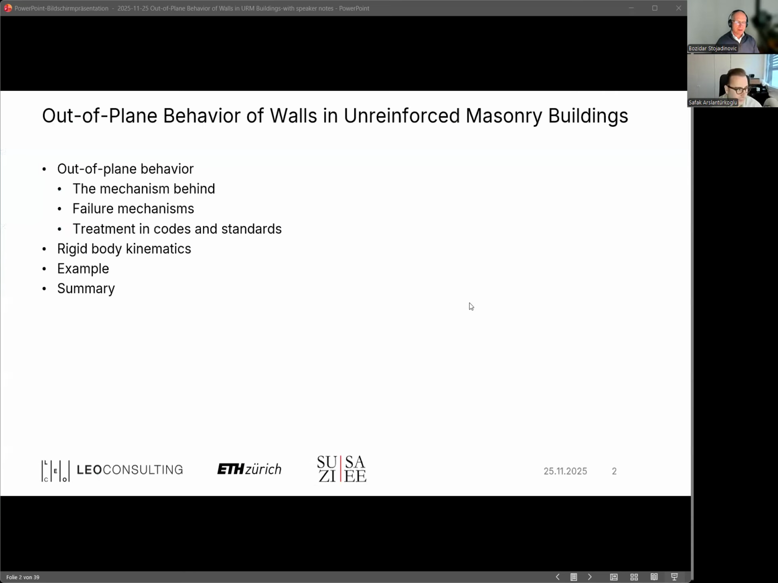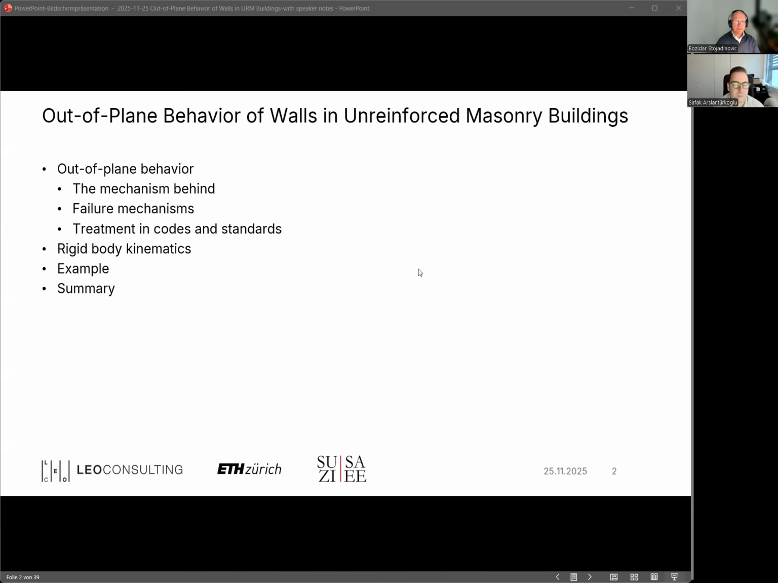So let's get going. Here is an overview about the topics I plan to cover. The first, the most important part is the behavior and the mechanism behind it, so why this is relevant for the assessment. I'll try to introduce the mechanism behind it and discuss why that is particularly relevant especially for masonry buildings. And then try to show you several examples of failure mechanisms also from the recent earthquakes. Then I will continue with the treatment of this type of behavior in structural codes and standards with a focus on Switzerland. So how we are dealing with these types of walls in Switzerland, also some relevance to Europe.